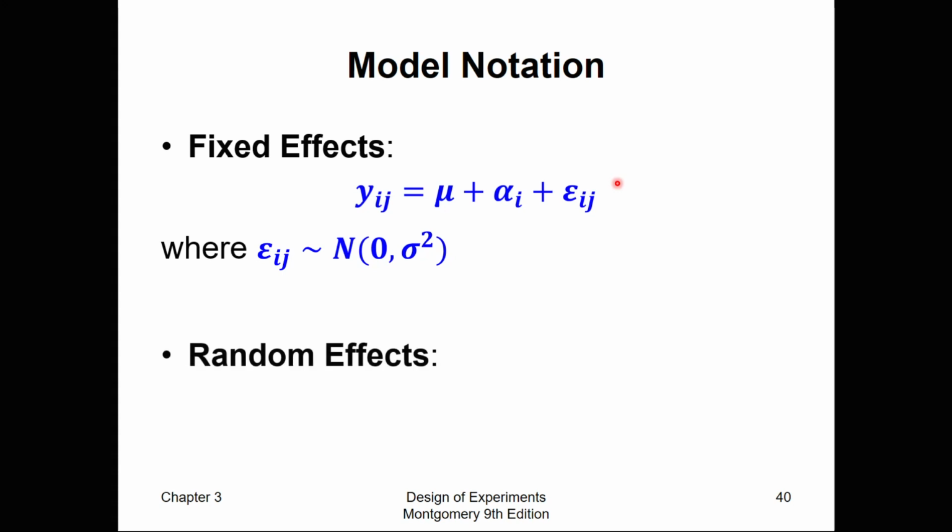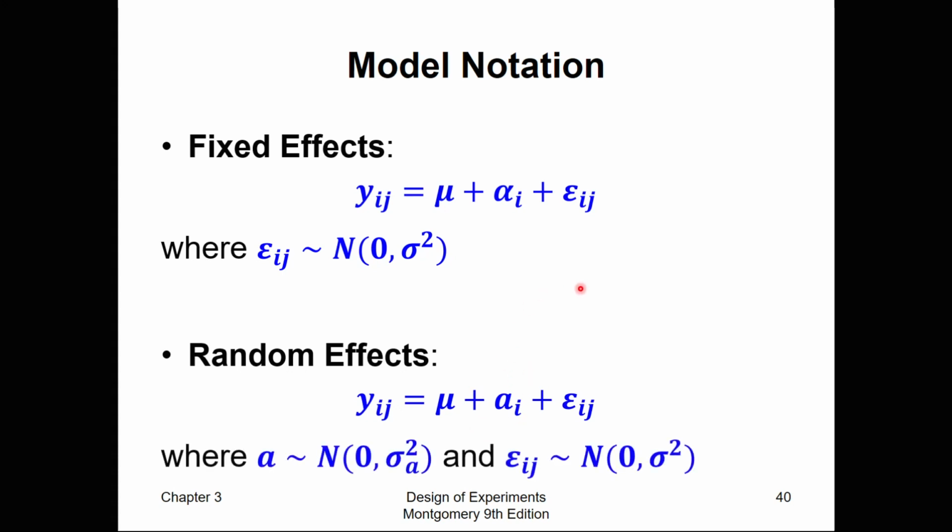And again, we have this distribution of the error. Now for the random effects model, it's going to look exactly the same, except alpha, the Greek letter, which stood for a fixed effect, is going to change to A, which is going to stand for a random effect. So A sub i is representing the randomly selected factor level from all of the different possible factor levels we could have selected from.